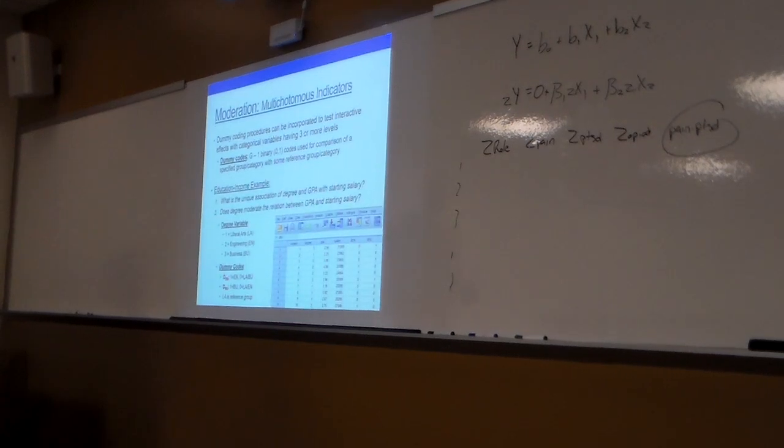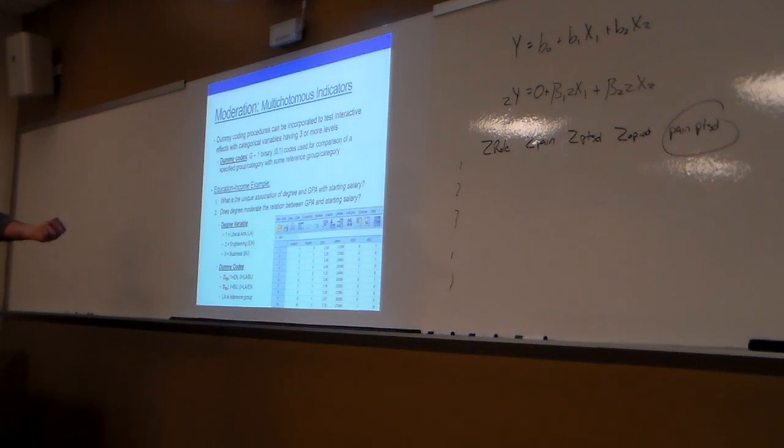Okay. So let's say that I have some data, and I'm interested in the association of degree and GPA with starting salary. My question is, what's the unique association of degree and GPA with starting salary? And then I want to ask, does degree moderate the association of GPA and starting salary? So I've got a question about direct effects, and then a question about a moderation effect. I have an interaction that I want to take care of. The degrees that I have are a liberal arts degree, an engineering degree, and a business degree. But this is a nominal variable.